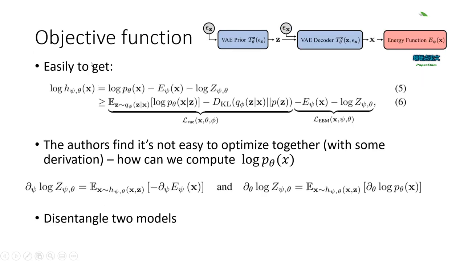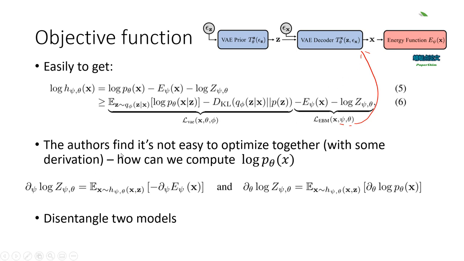From the previous definition, we can easily derive that it's equal to these two terms. The first one is just the VAE loss with the encoder and the decoder. And the second one is the energy-based model loss over the energy-based model and also the decoder. This is the energy-based model's parameters. This is the decoder.